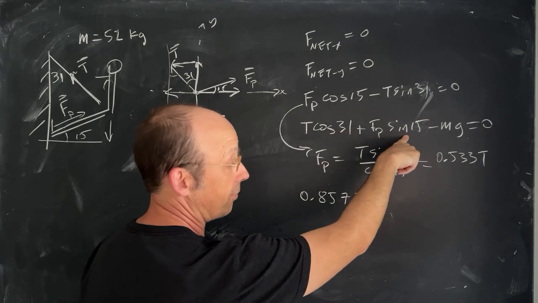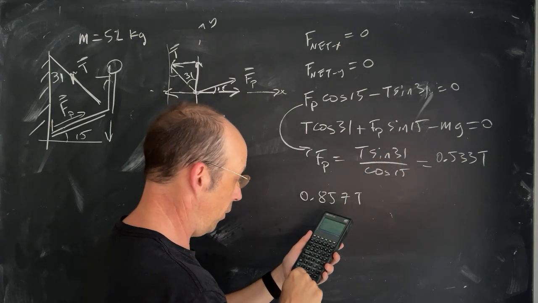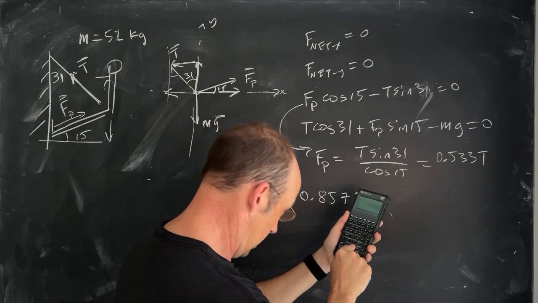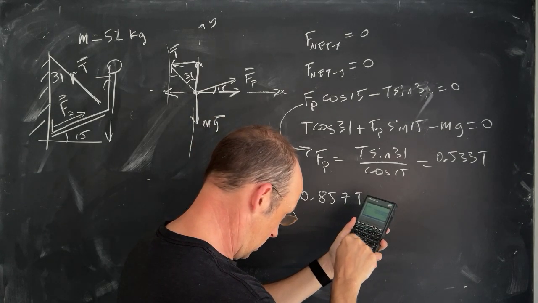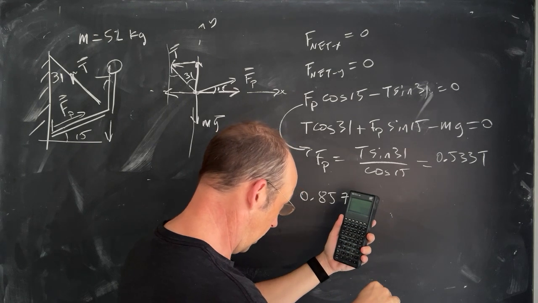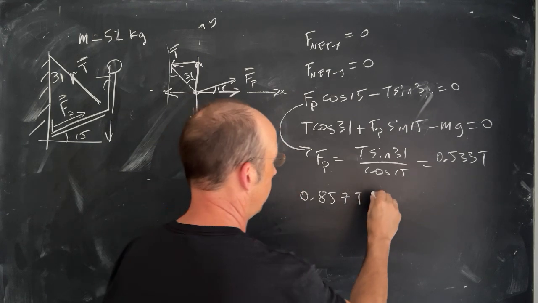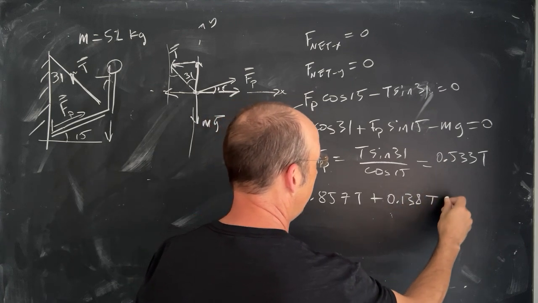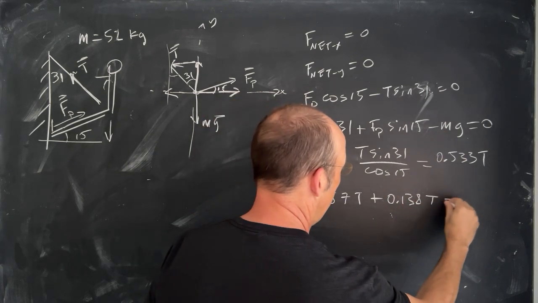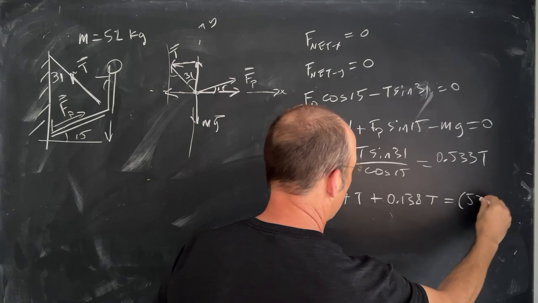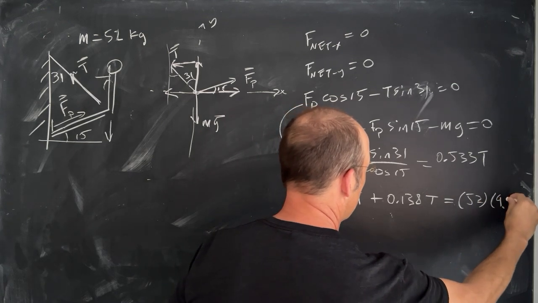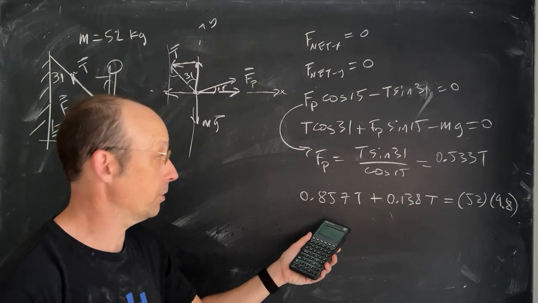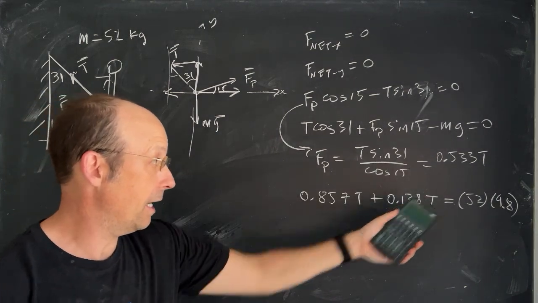I need to multiply it by the sine 15. So it's going to be 0.533 times sine 15, and I get 0.138t, and then I'm going to move that to the other side, is equal to the mass, which her mass was 52, times g, which is 9.8. Now I can combine these two numbers together and get a t, and then I can solve over here.